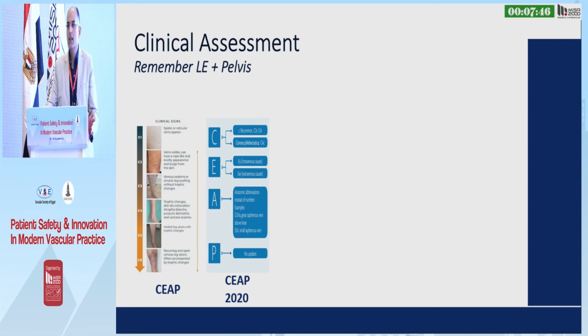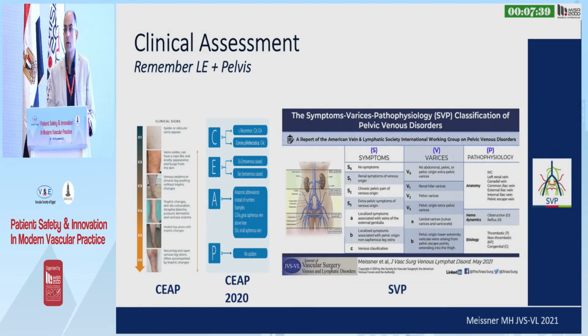First of all, with clinical assessment, we assess the lower extremity and we use the new CEAP classification. However, you don't have to neglect the pelvis as part of the venous drainage. The SVP classification, I would recommend that you start using it. It came out in 2021, which includes the pelvis with the lower extremity, and it's very important in clinical assessment.